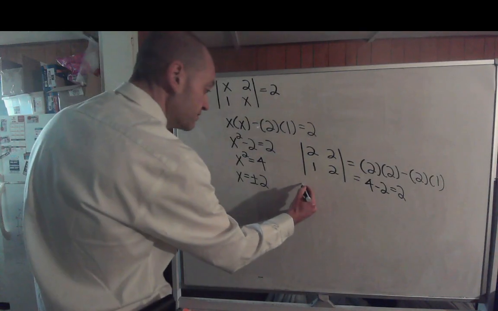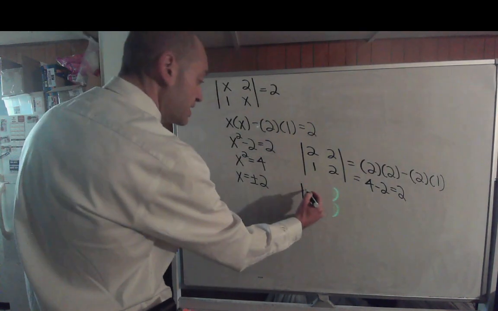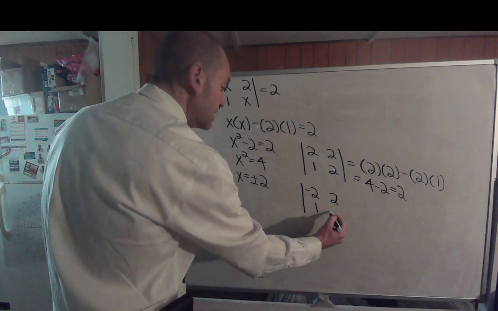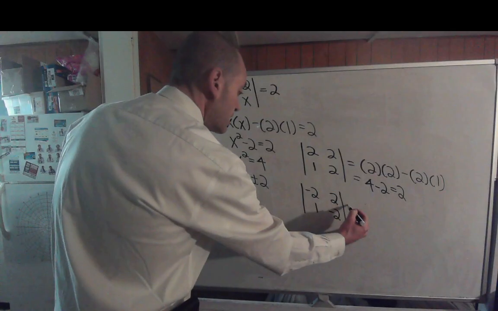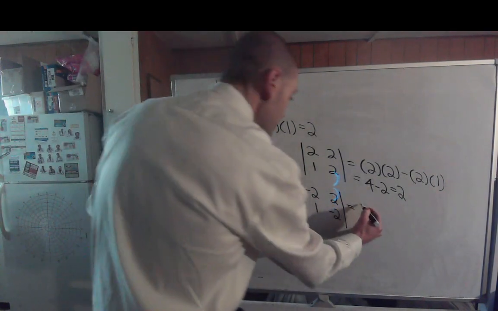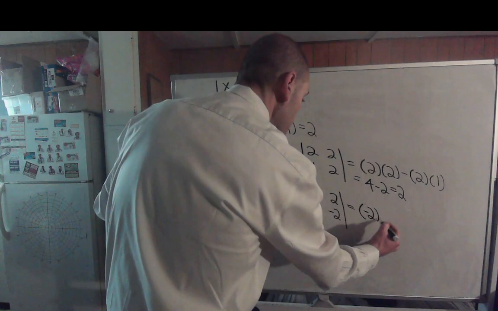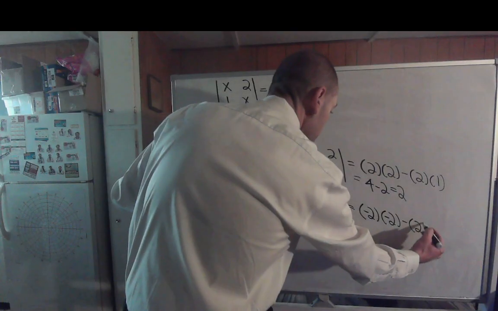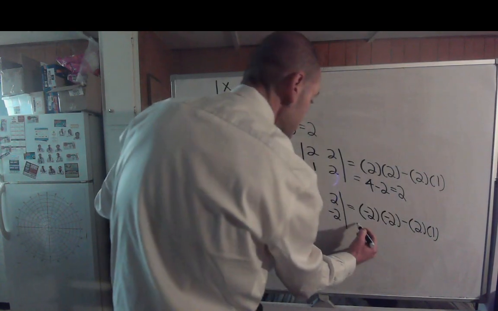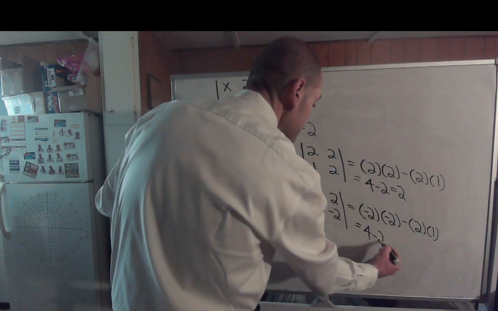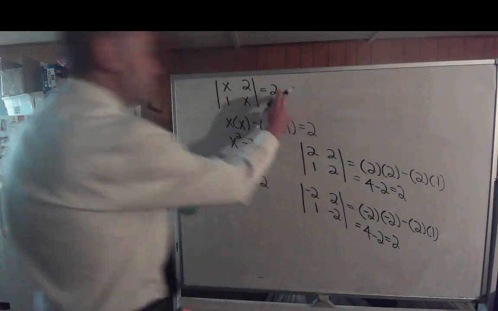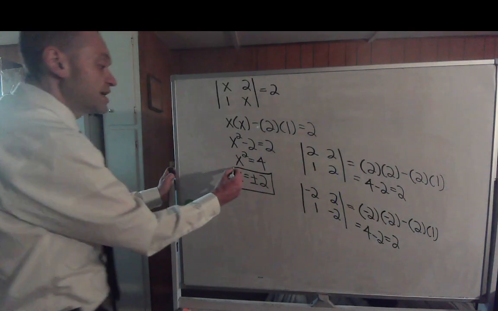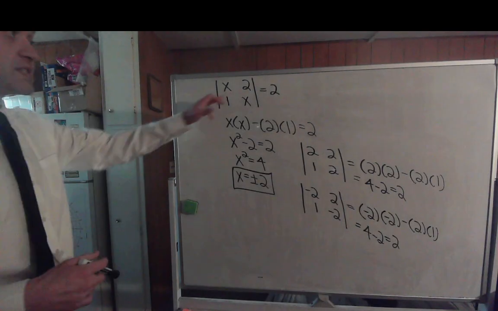What about negative 2? So put in negative 2 for x. So negative 2, 2, 1, and negative 2. What's that going to equal? That would be negative 2 times negative 2 minus 2 times 1. So that would end up being 4 minus 2, which equals 2, the original value. So yes, both solutions for x are going to be plus and minus 2.